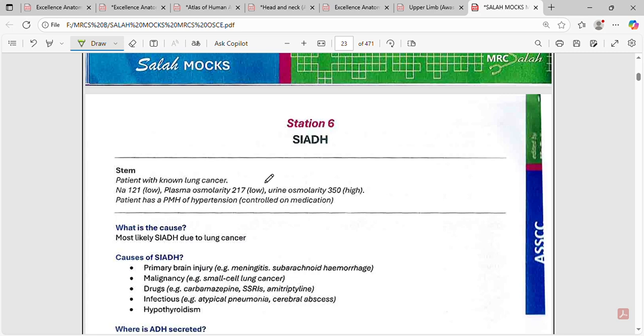So another station from the critical care of Salam Mox is SIADH, syndrome of inappropriate ADH secretion. So a patient with known lung cancer: sodium is 121, low; plasma osmolarity 217, also low, which is normally 276 to 295 or 280; and normal sodium level is 135 to 153 millimole per liter. Urine osmolarity is 350, which is high, and the patient has a past medical history of hypertension controlled on medication.